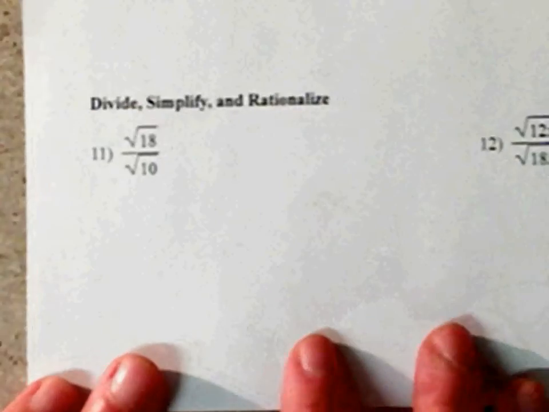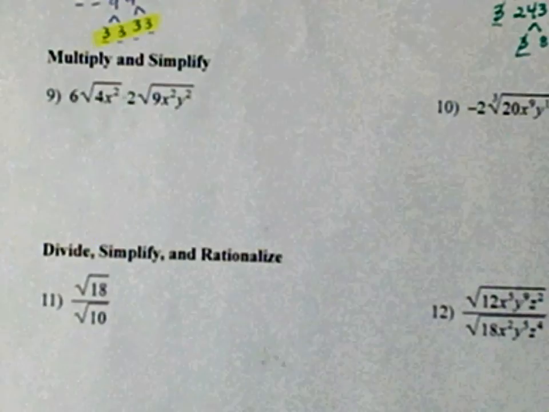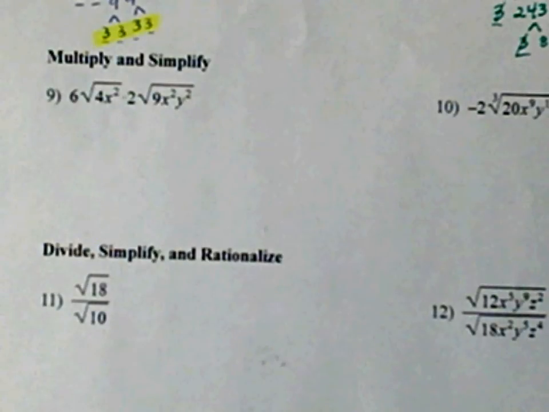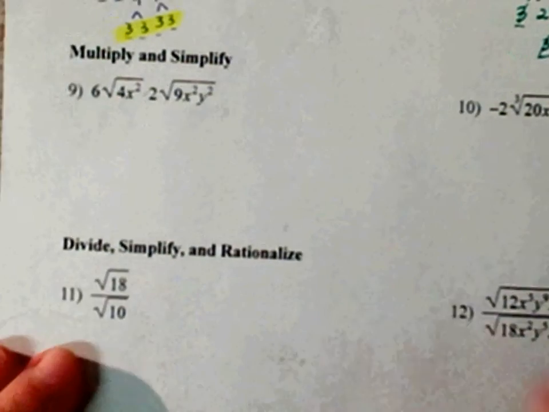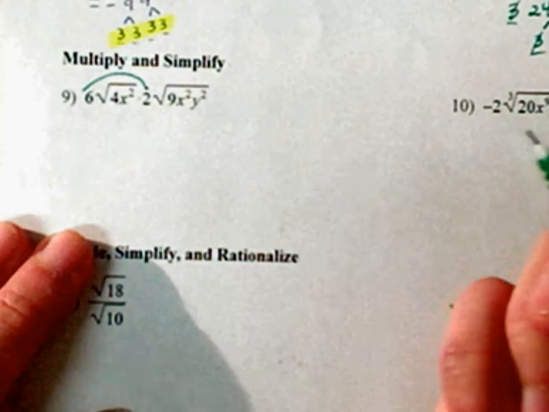Number 9. Okay. Now you're going to multiply and simplify. Excuse me, I have to get a new pen. Okay, take a look. Notice your roots are the same. If your roots are the same, you can just multiply your coefficients. Outside stays outside. 6 times 2 is 12.